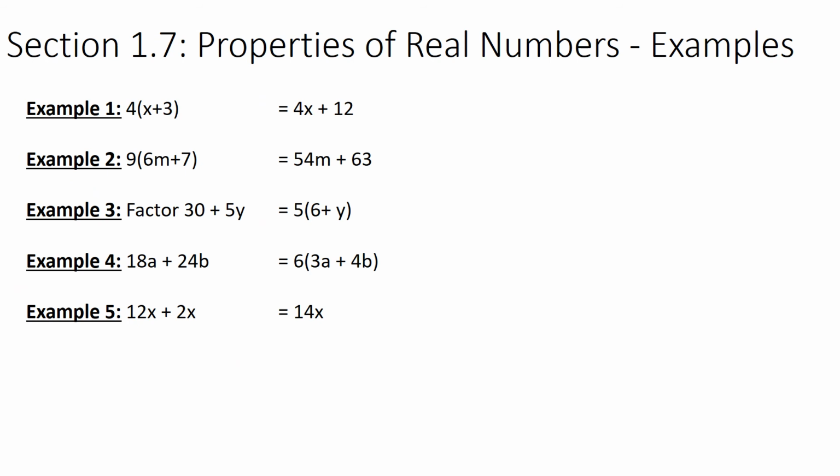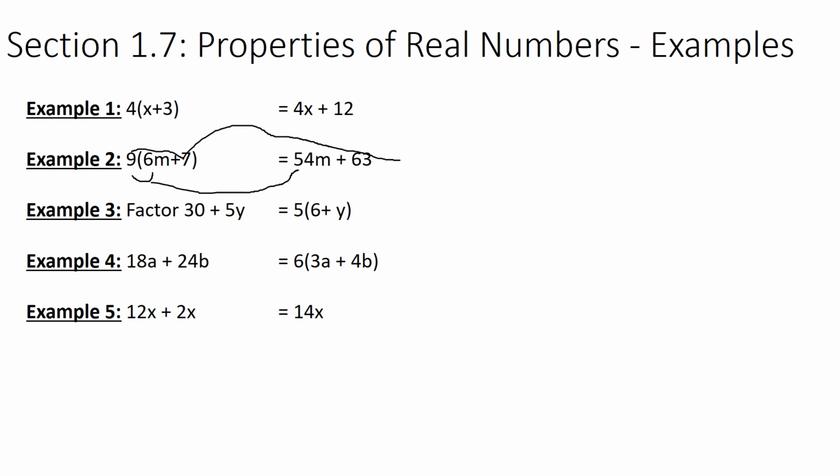Let's look at some of these problems here. 4 times x plus 3 is 4x plus 12. 4 times x is 4x. 4 times 3 is 12. 9 times 6m plus 7. 9 times 6m is 54m. 9 times 7 is 63. And like I said, all I am doing here is multiplying these out all the way across. 9 times 6m is 54m. And then 9 times 7 equals 63.